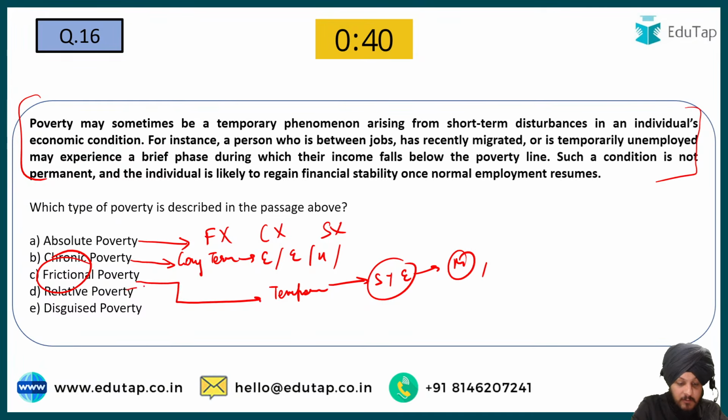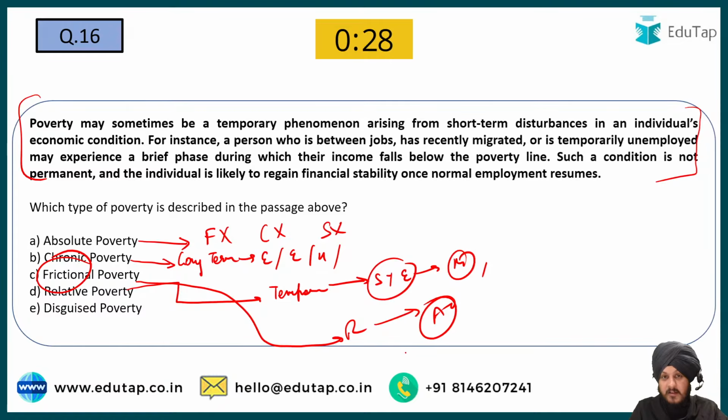The next is relative poverty. Now if you talk about relative poverty, it is not related to, I would say, the poverty line. It is not related to fixed poverty line because it is relative in nature, where basically we compare it with the average income that is there, right.